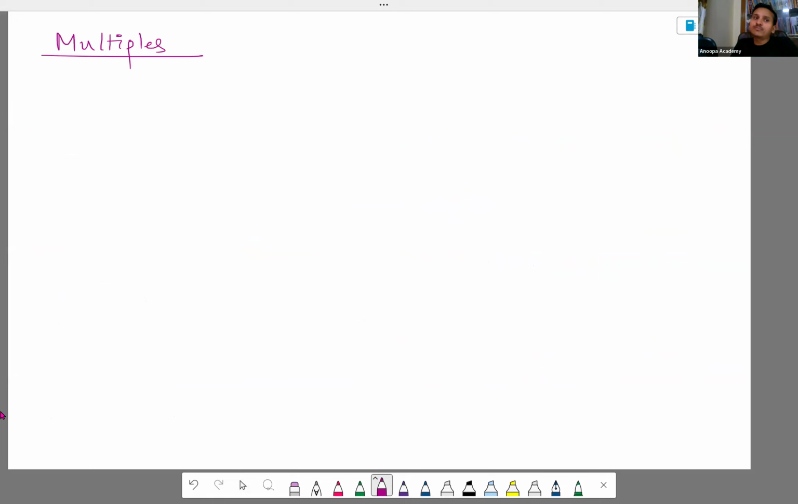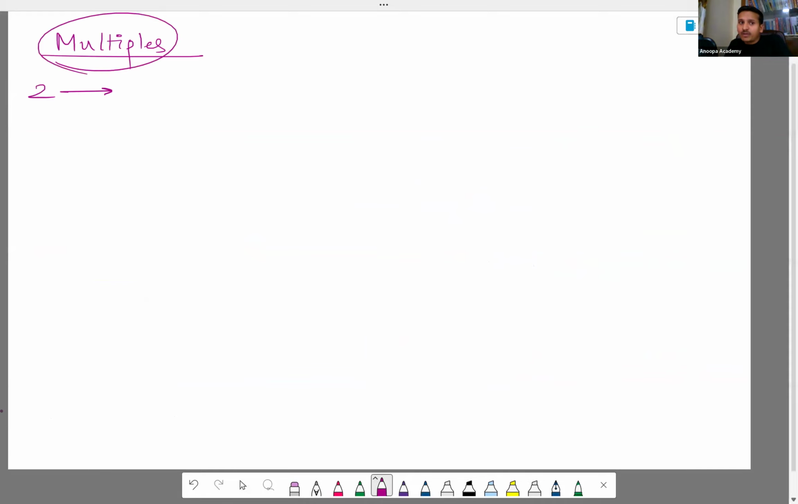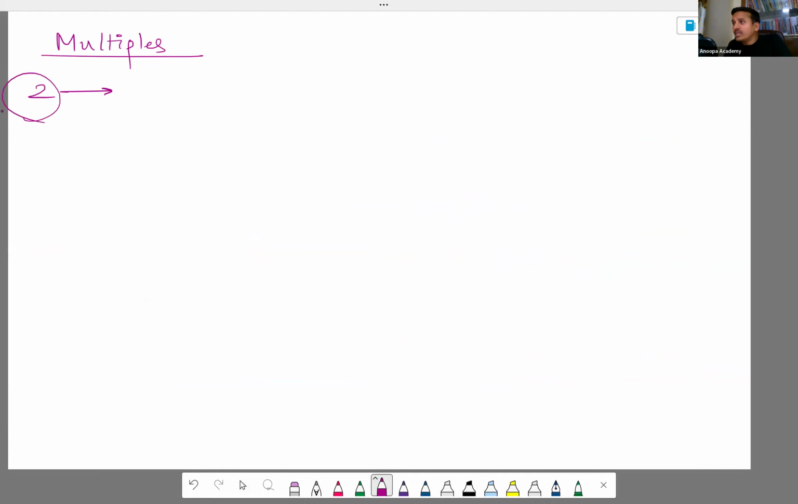See, suppose I have the number 2. Multiples of 2 means, what should I multiply 2 by to get the next number? I can multiply with 1, 2, 3, 4, 5, 1,000, 10,000, anything I can multiply, right?